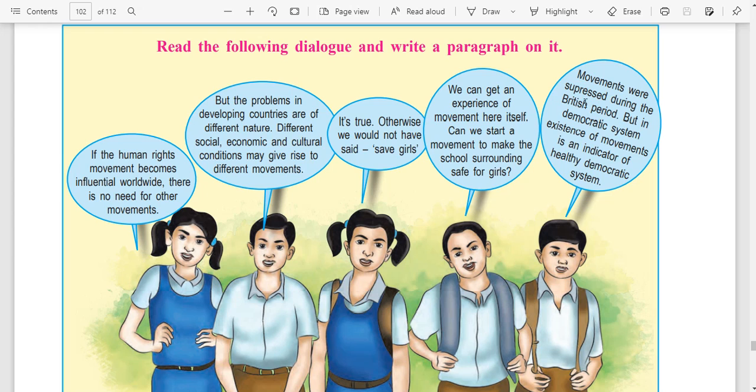Movements were suppressed during the British period, but in a democratic system, the existence of movements is an indicator of a healthy democratic system.